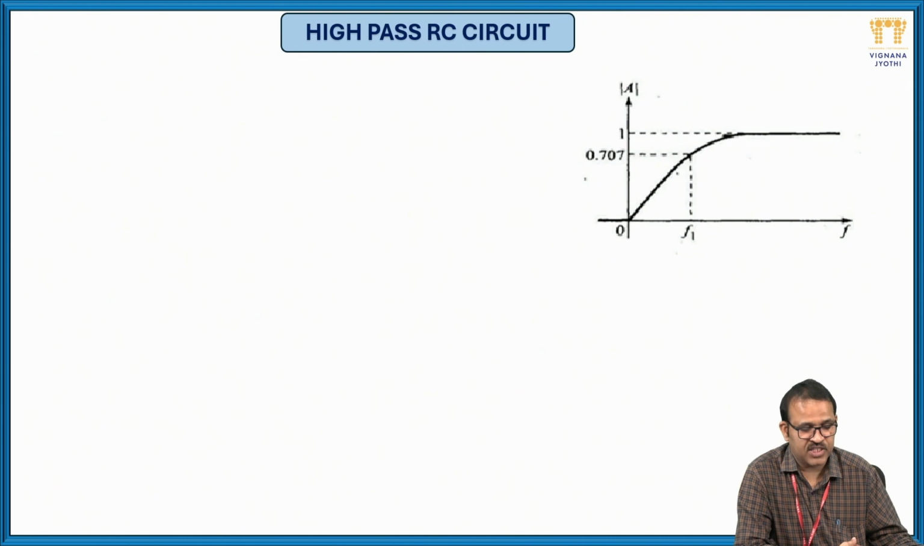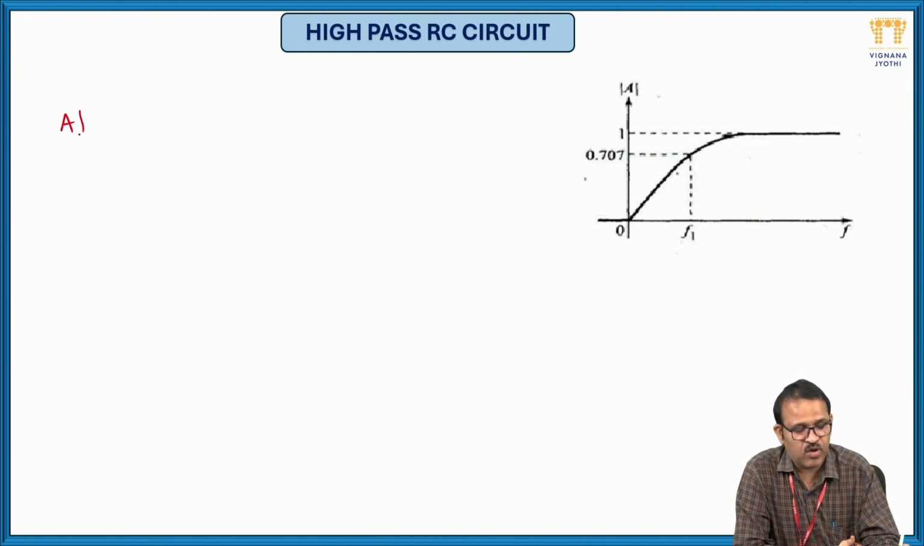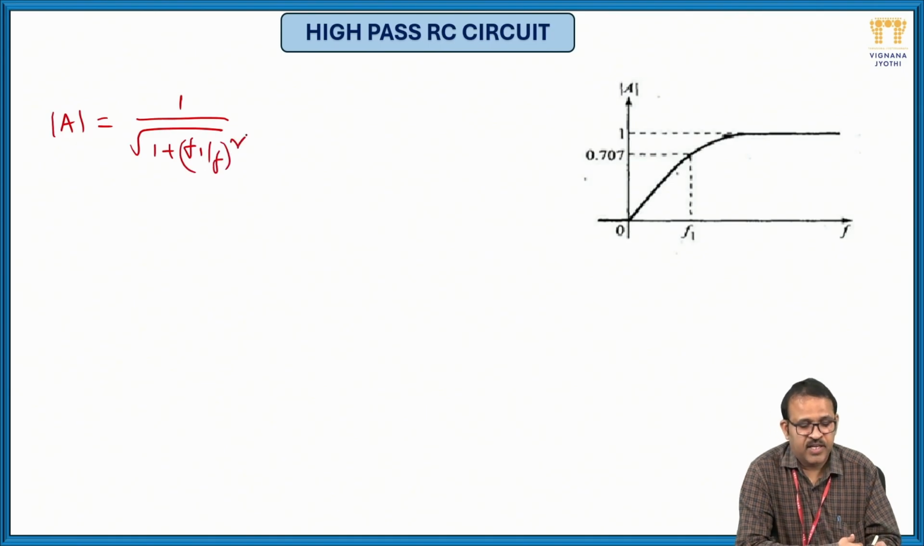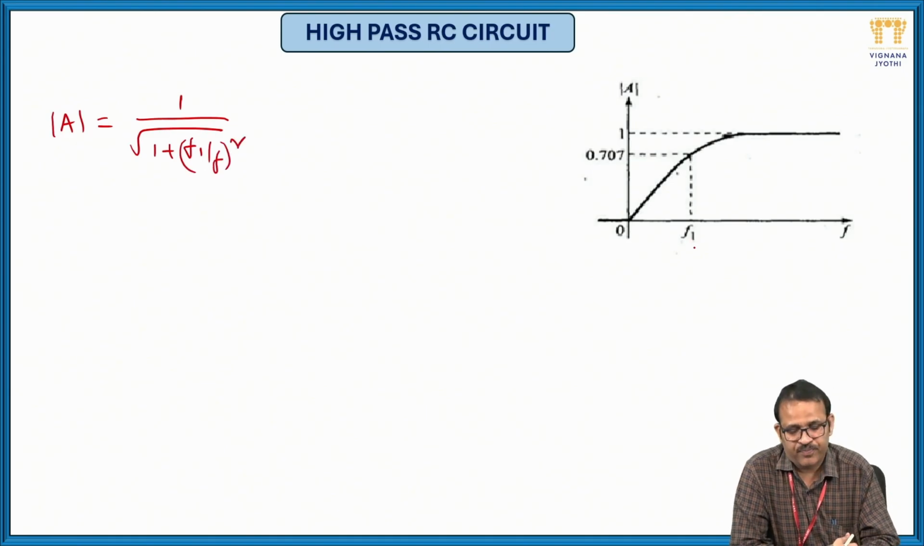And the graphical representation: the magnitude response mod A is equal to 1 by square root of 1 plus F1 by F whole square. Here, if F equals 0, F1 by 0 is infinity, infinity square is infinity, plus 1 is infinity. So the denominator is infinity, and 1 by infinity gives 0. So gain is equal to 0. At low frequency signal, gain is 0.